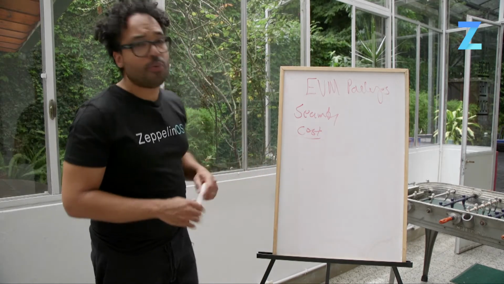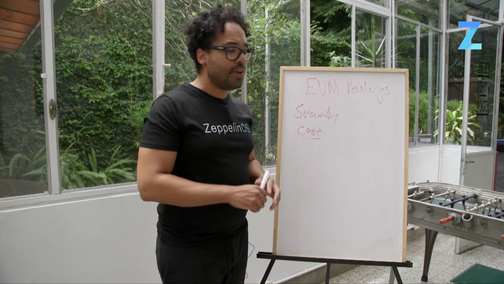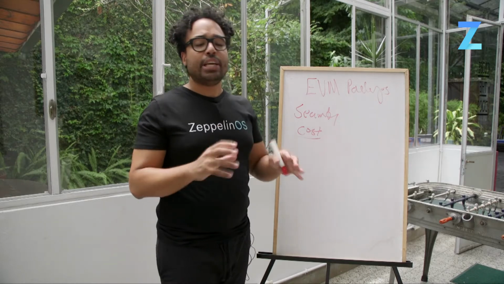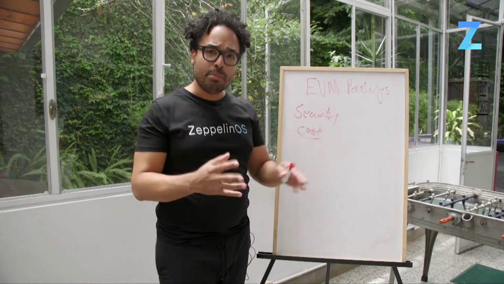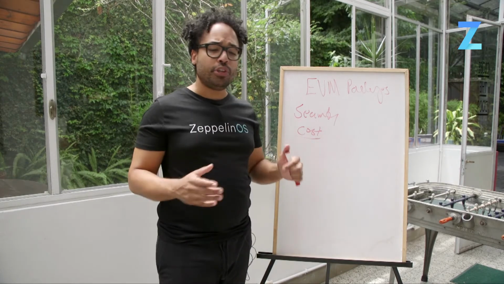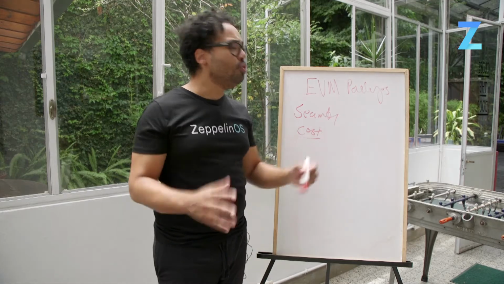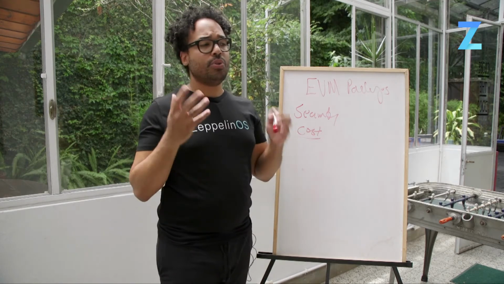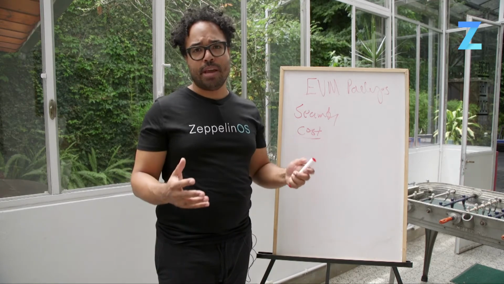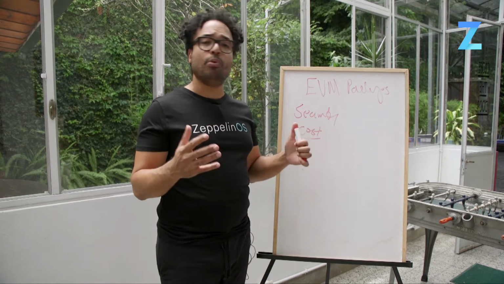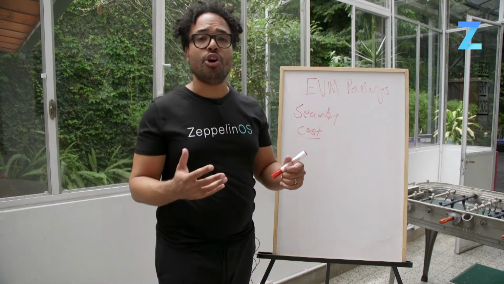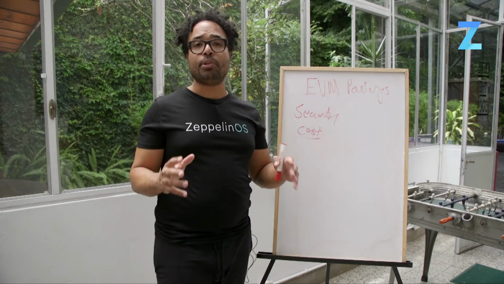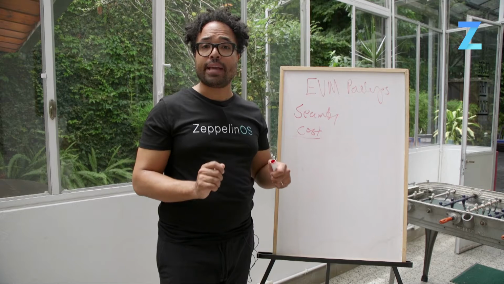So what you can do with EVM packages that is so special is that using Zeppelin OS, when you publish, you actually publish your logic contract to the blockchain, right? So it actually goes onto the Ethereum network, and now when other people want to use or reuse your code, all they have to do is use Zeppelin OS to link to those packages, right?